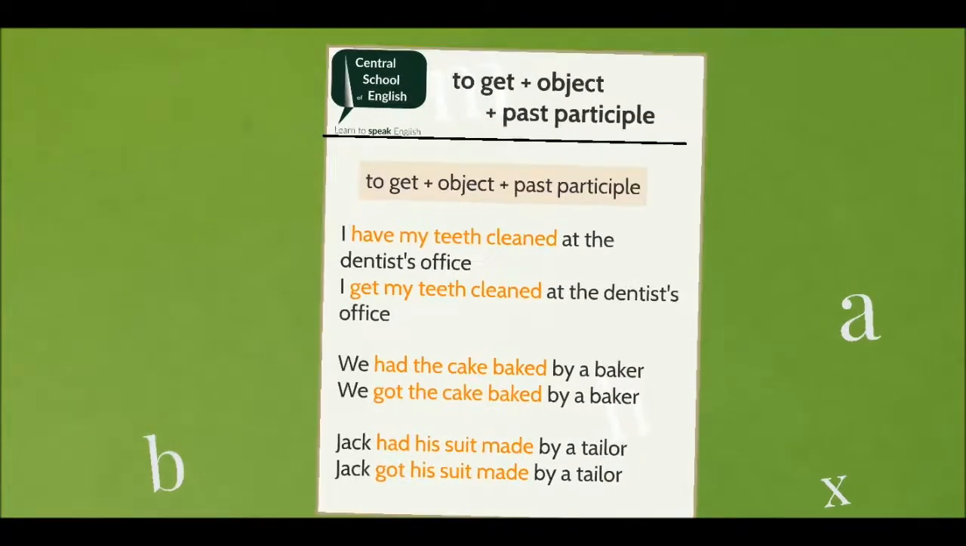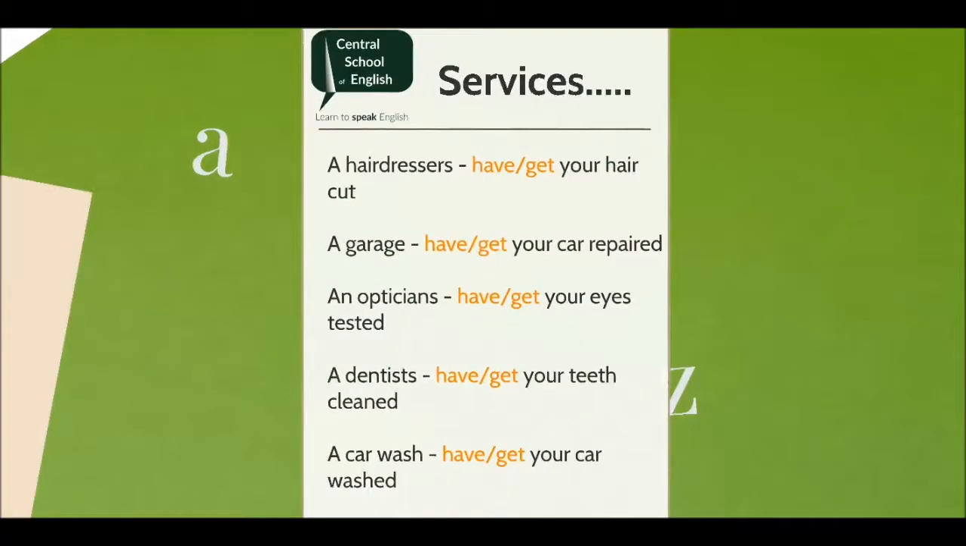People today live very busy lives and often rely on the service industry to help get everything done. Here are some services that people use on a daily basis. A hairdresser's is where you can have or get your hair cut. A garage is where you can have or get your car repaired. An optician's is where you can have or get your eyes tested.